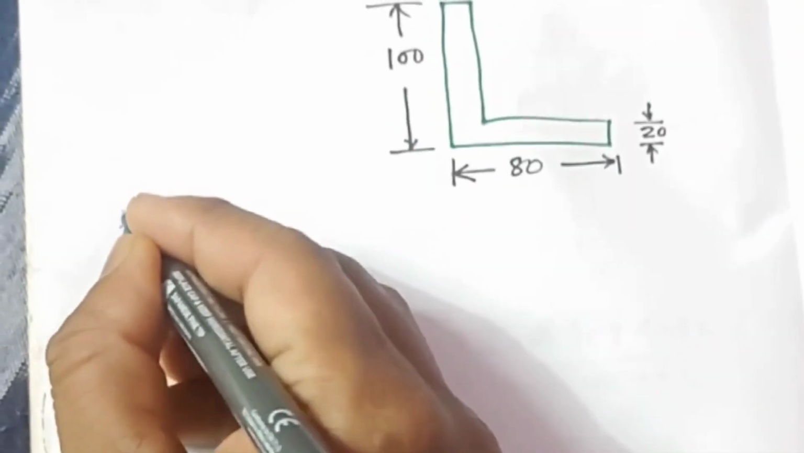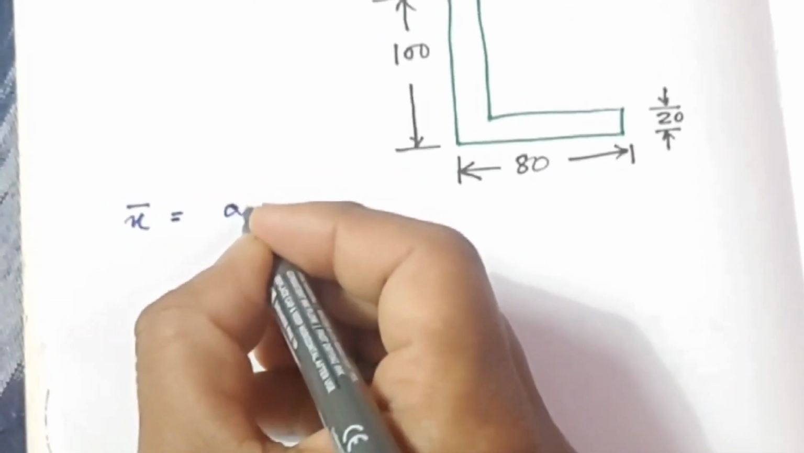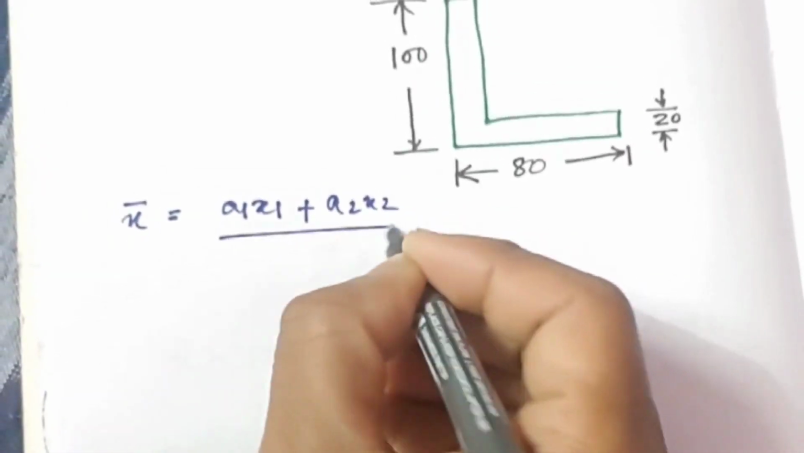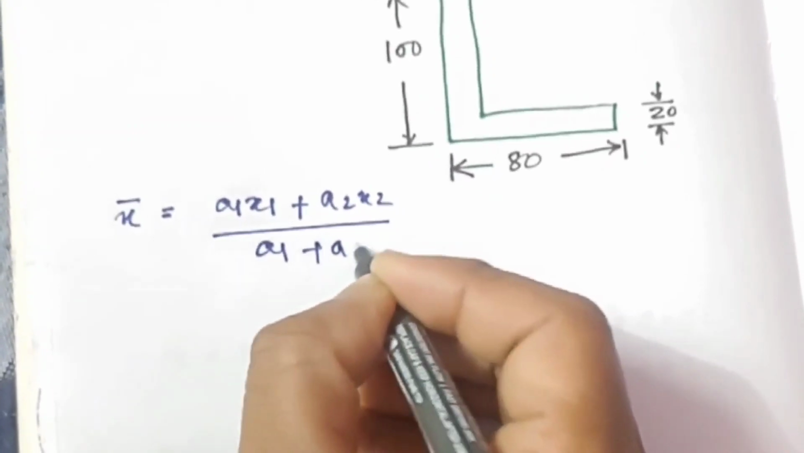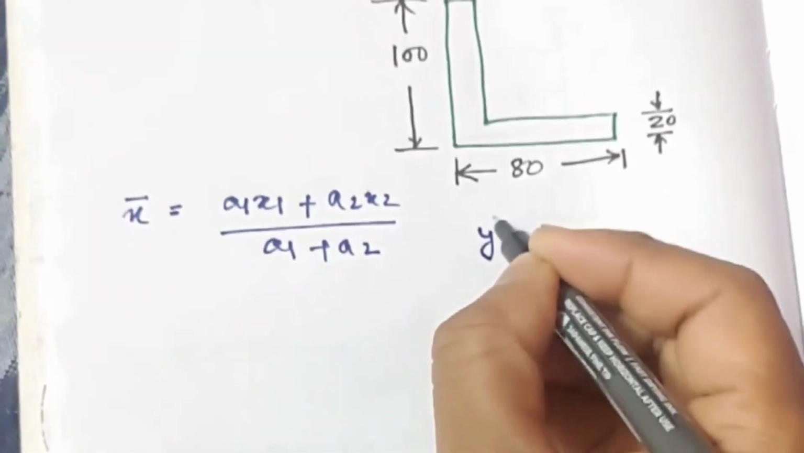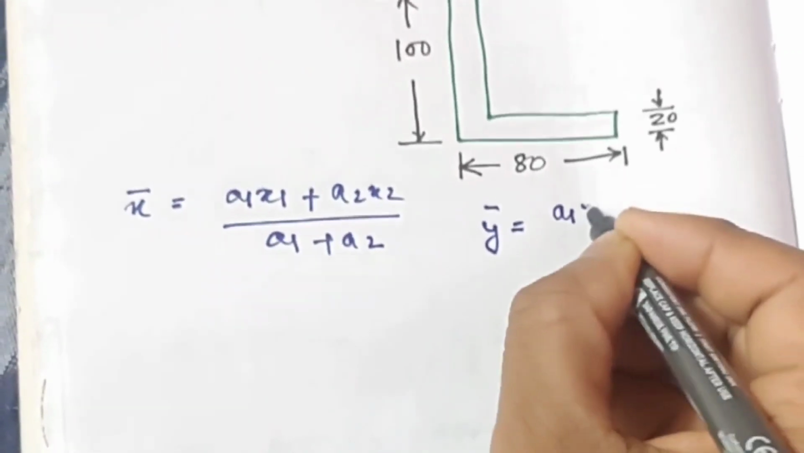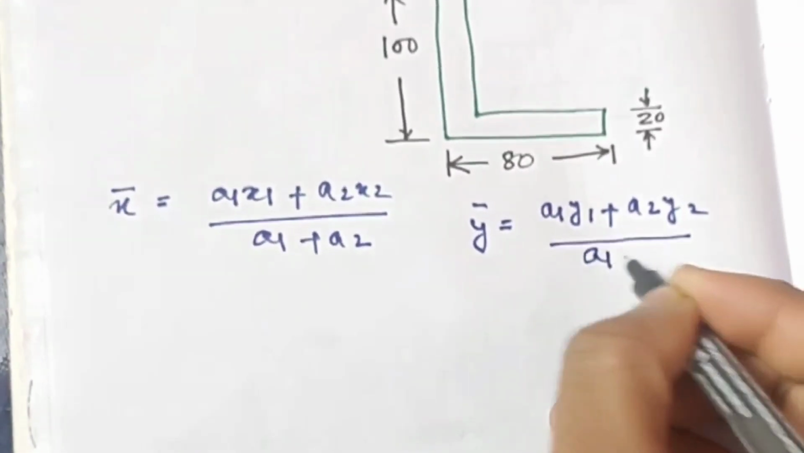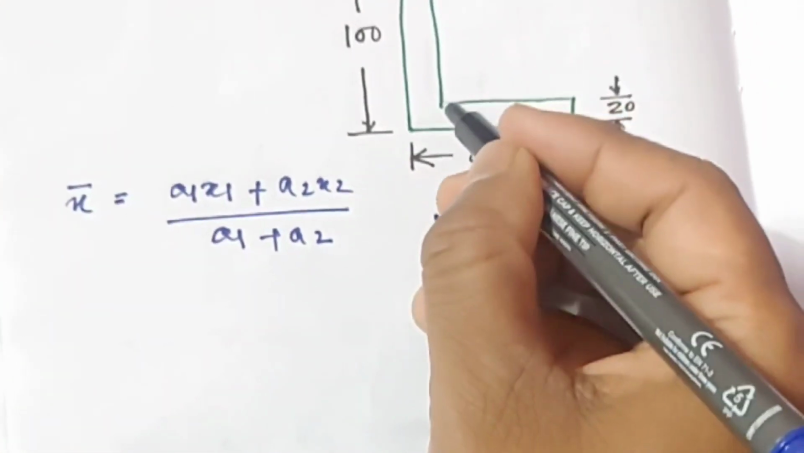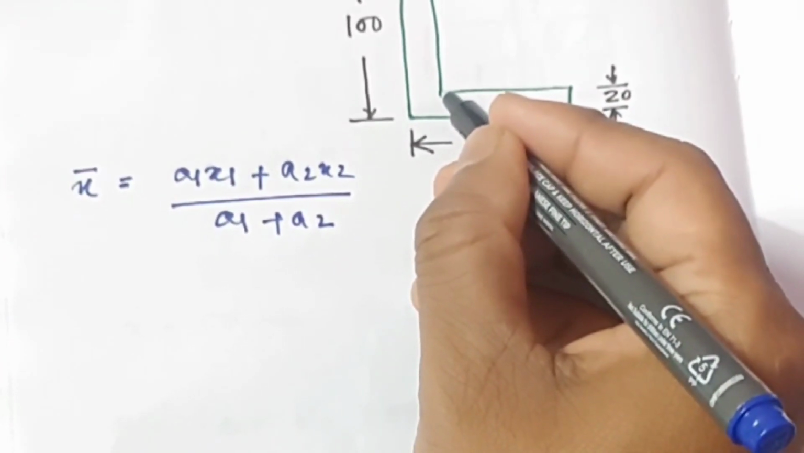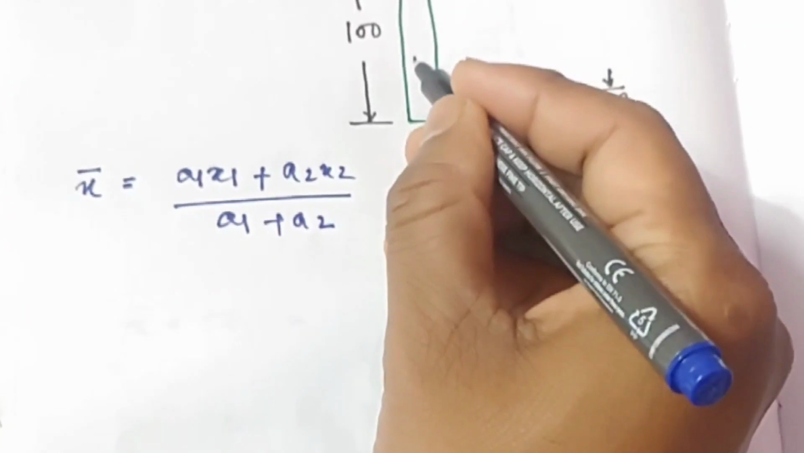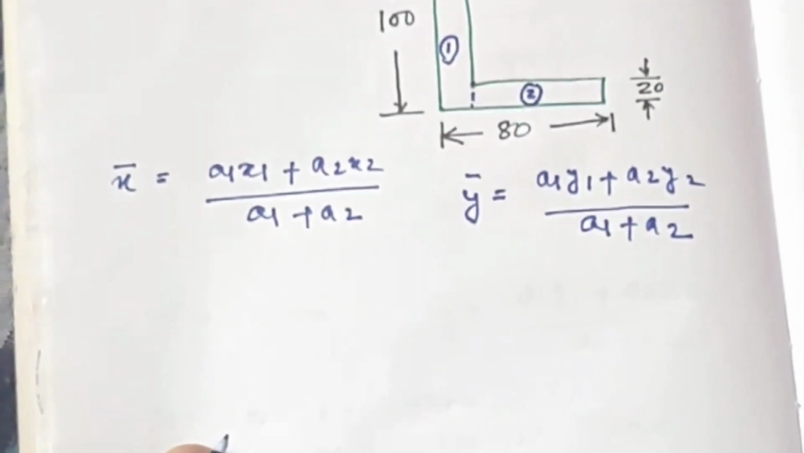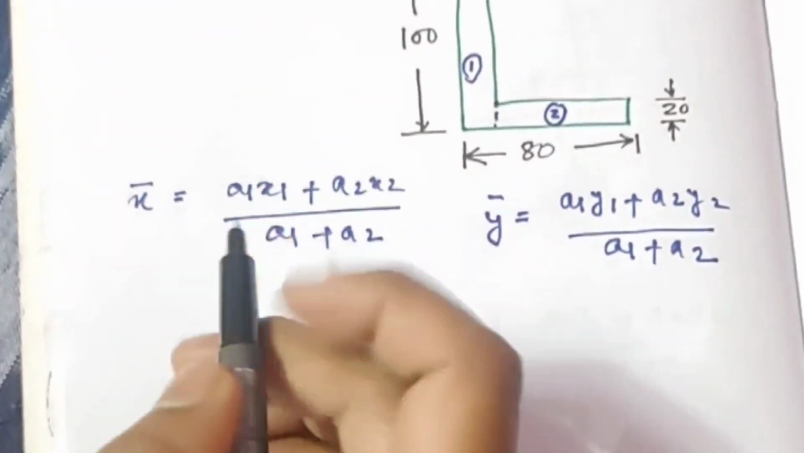So x dash, its formula is (a1 x1 plus a2 x2) divided by (a1 plus a2). Similarly, the y dash formula is (a1 y1 plus a2 y2) divided by (a1 plus a2). So split the structure into two sections, that is section 1 and section 2. So this is our question, and we have to find the solution.